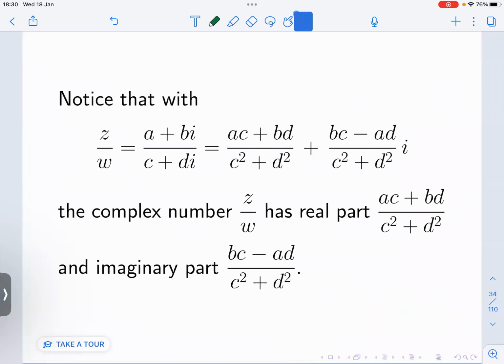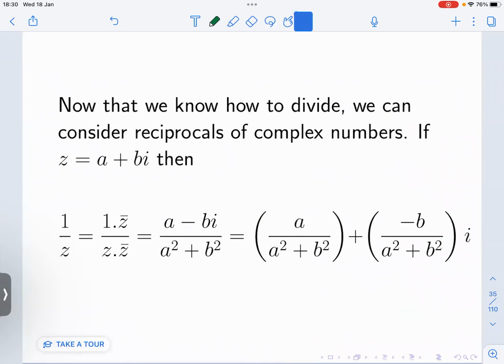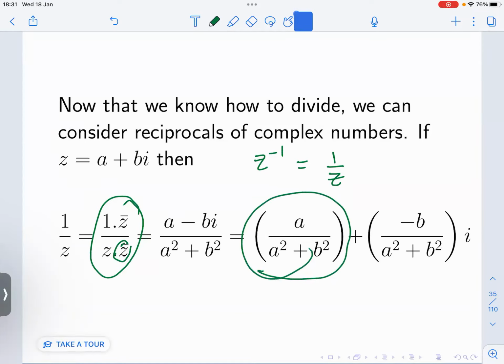We will also talk about the inverse of a complex number, which is simply denoted by this, and it's the same as saying 1 over z. Since division of complex numbers is defined by taking the product with the conjugate of the complex number in the denominator, that is how we will calculate the inverse of a complex number. Again, the result will yield a complex number where the real part is a over a squared plus b squared, and the imaginary part is negative b over a squared plus b squared.